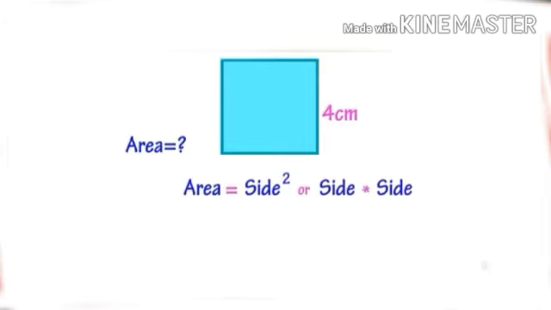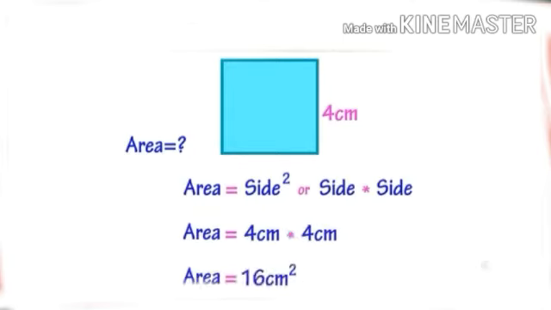Here we have a square of 4 centimeters side. Area of a square is equal to side into side or side square, which is equal to 4 into 4, which is equal to 16 square centimeters.